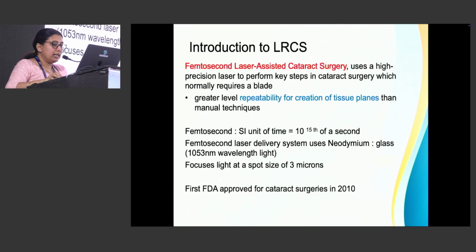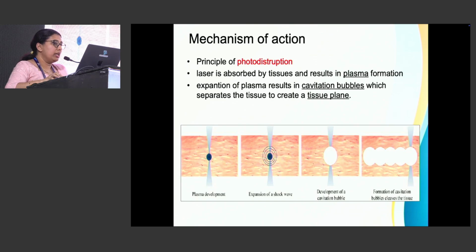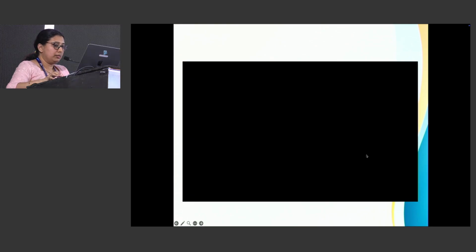The femtosecond laser system uses neodymium glass and focuses light at a spot size of 3 microns. It was first FDA approved for cataract surgeries in 2010. The main mechanism is photodisruption. That is, the laser is absorbed by the tissues and results in plasma formation. A cavitation bubble is created and this dissects the tissues.